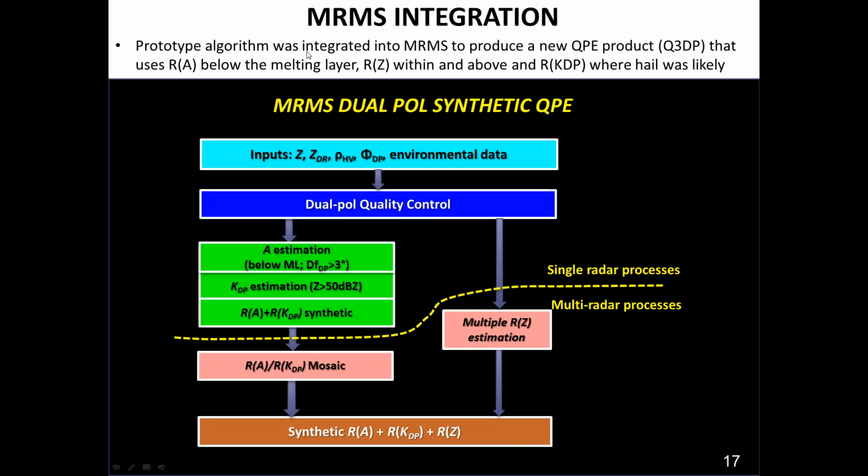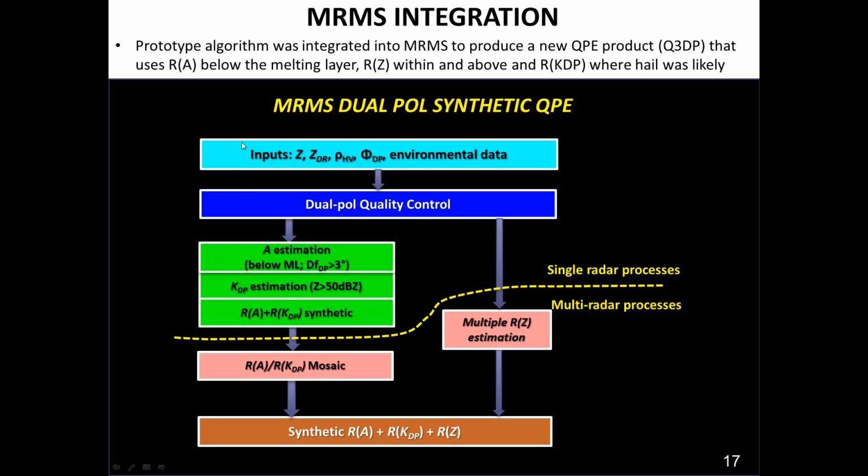So the prototype algorithm was integrated into MRMS to produce a new QPE product, which we call Q3 dual pol, that generally uses R sub A below the melting layer, R sub Z within and above it, and then R sub KDP where we believe hail was likely.